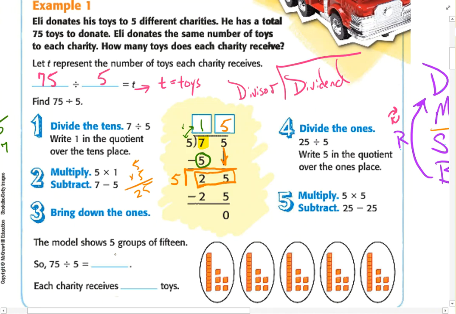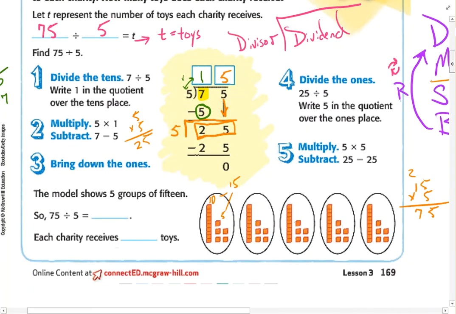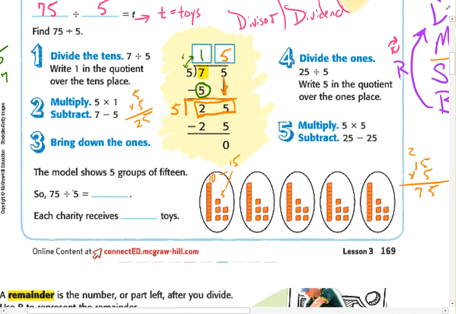So the model shows 5 groups of 15, right? If I have 15, there's 10 in this group, and then I have 5 ones. 10 and 5 together gives me 15. I have 1, 2, 3, 4, 5 groups. 15 times 5: 5 times 5 is 25, 5 down and carry our 2. 5 times 1 is 5, plus 2 is 7. And we get back to our original problem, or our original dividend.